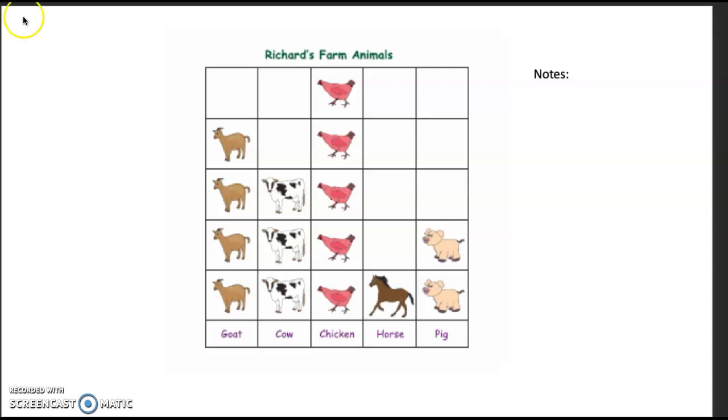So as you can see in my picture graph right here, or my pictograph, there's some really important things that you need to notice. First, every picture graph has a title, and this is our title of our picture graph right here, Richard's Farm Animals. That is really important because that kind of gives you the information of, okay, where was this information collected? What are we doing with it? Well, in this case, Richard decided to collect information on the farm animals at his farm, right?